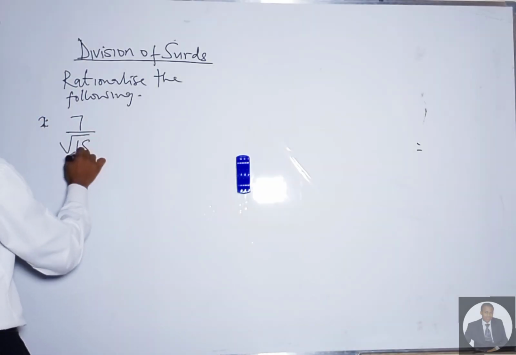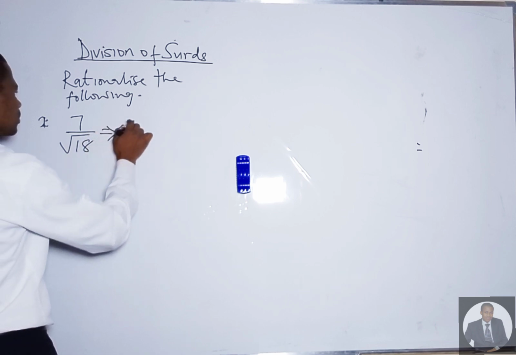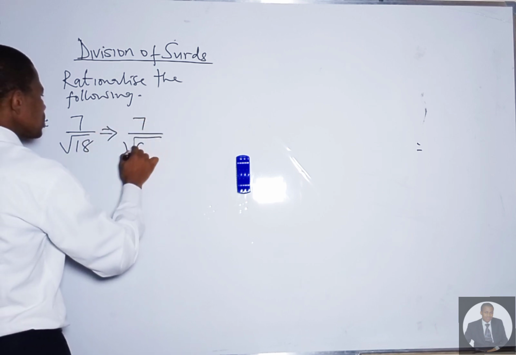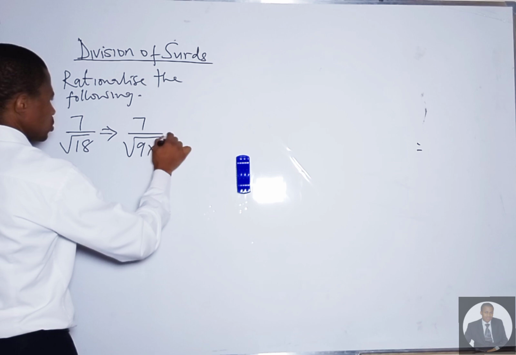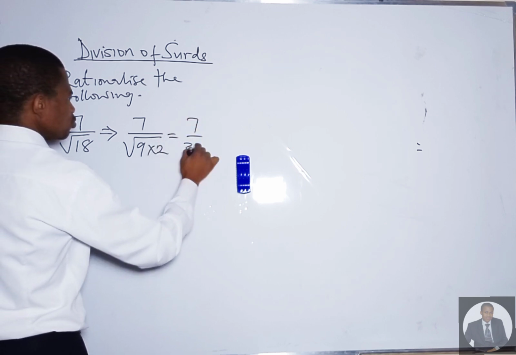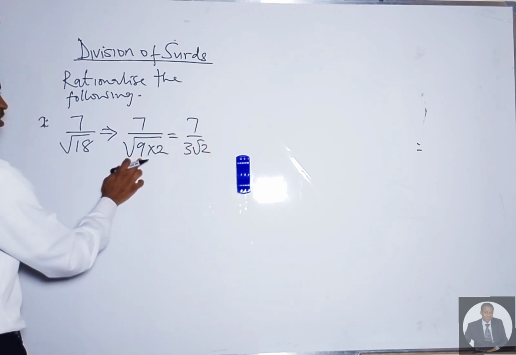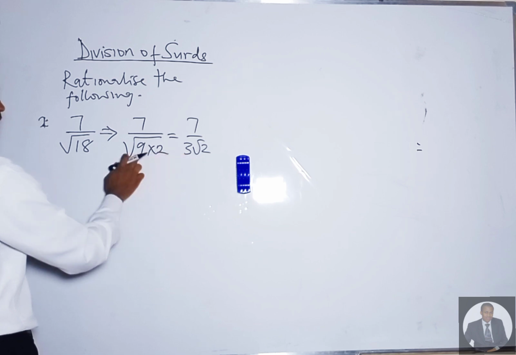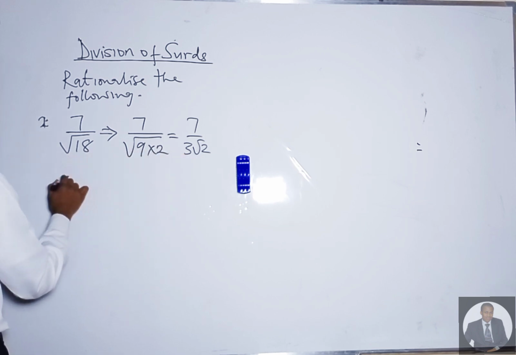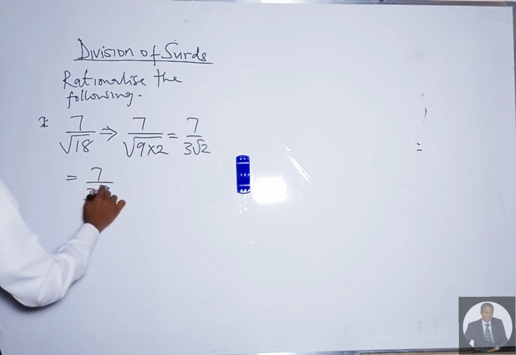7 over root 18. We'll simplify this by saying root 18 is the same thing as root 9 times 2. And that's 7 over 3 root 2. The square root of 9 is 3, and 9 times 2 is 18. So we have 7 over 3 root 2.